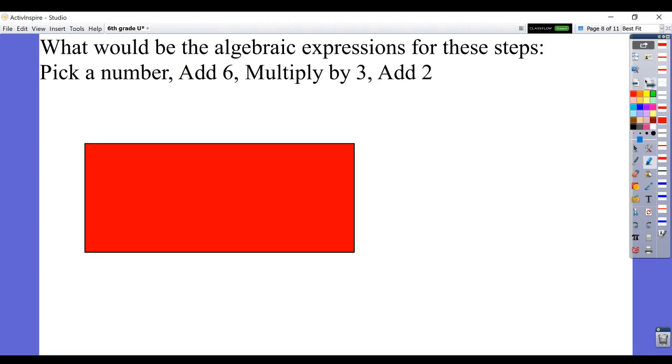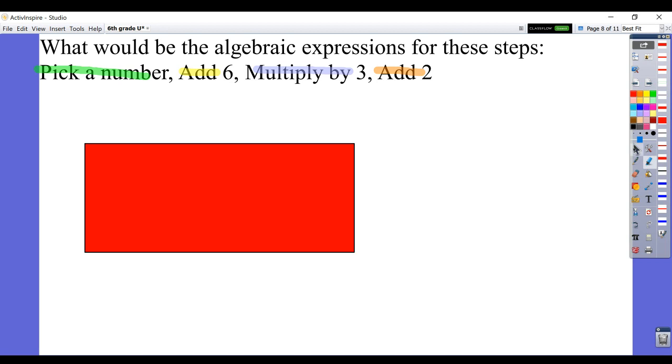Another type of question that will be on the upcoming quiz would be something like this. What would be the algebraic expressions for these steps? So if we had the step, pick a number, the next step being add 6, the next step being multiply by 3, and the last step being add 2, what would be the algebraic expressions for those? Now, it does not say that you need to use your algebra tiles, but again, if that would be helpful to you, you're welcome to do so. Again, keep in mind that they don't have to be drawn perfectly by any means. Just a quick sketch for yourself, that would be helpful.